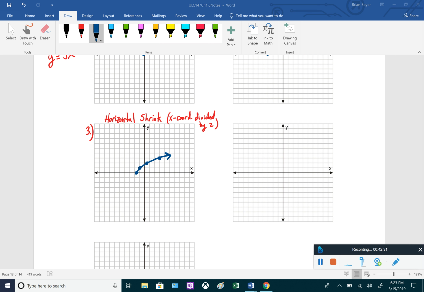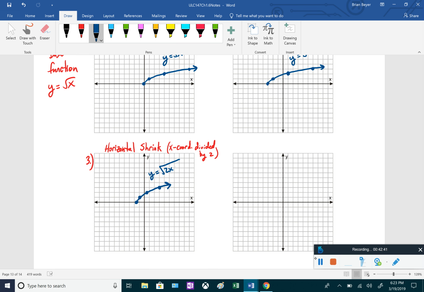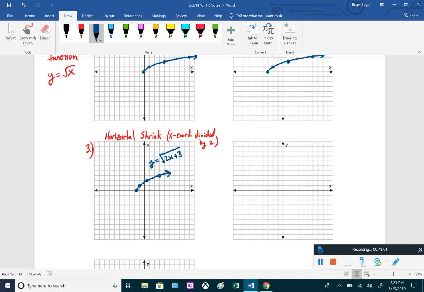So we end up getting something like this, where this is y equals the square root of 2x. Was it 2x plus 3? 2x plus 3. Okay, so next we look for a reflection. There is a reflection. There's this negative being multiplied out front, -1. So if it's a negative out front, it's negating the function values, which are the y values, which means we reflect it across the x-axis.